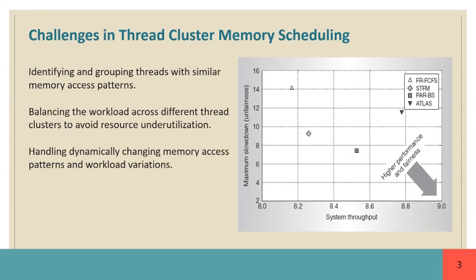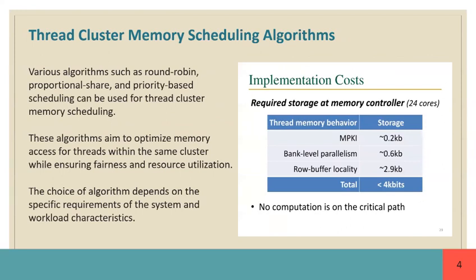Balancing the workload across different thread clusters is to avoid resource underutilization. And last but not least is handling dynamically changing memory access patterns and workload variations in thread cluster memory scheduling.